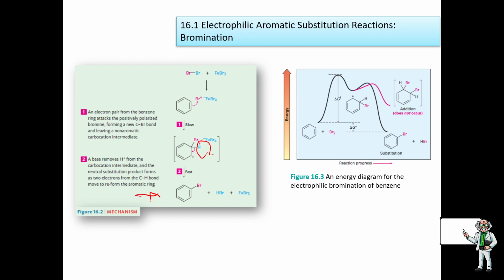Here you can see the energy diagram. Okay? Again, we start with the benzene plus the bromine that we need to activate. What is happening is that the pair of electrons attacks the activated bromine. We are forming the transition state, and then we go to the intermediate that will be the carbocation.